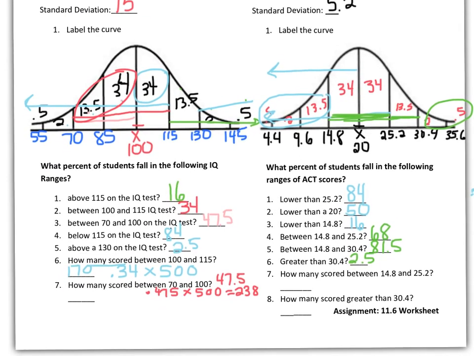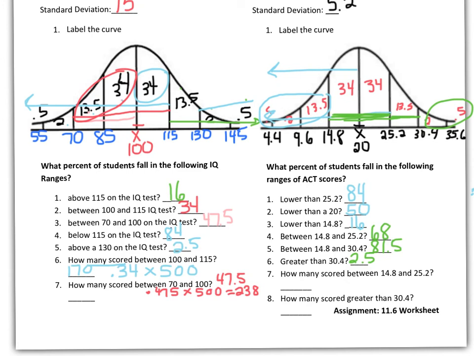And now for the last ones, we want how many people scored between certain scores. Well, the number of people between 14.8 and 25.2, we have to figure out what percent of the people scored there. 68. So it'll be 0.68 times the 300 people who took the test. That will give us about 204 students.